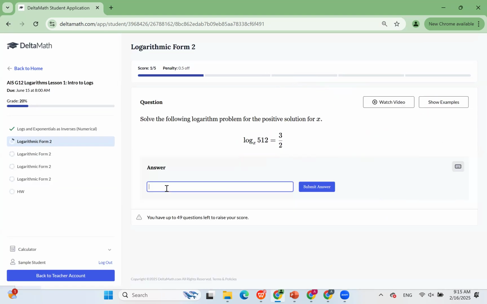Let's try another problem. Again, here we have x in the base. We're going to raise both sides to x. So x power log base x 512 equals x to the power of 3 over 2. We're going to cancel the x with the log base x. So we have 512 equals x to the power of 3 over 2. And then in order to get rid of the power, we're going to raise both sides to the inverse of the power, which is 2 over 3.